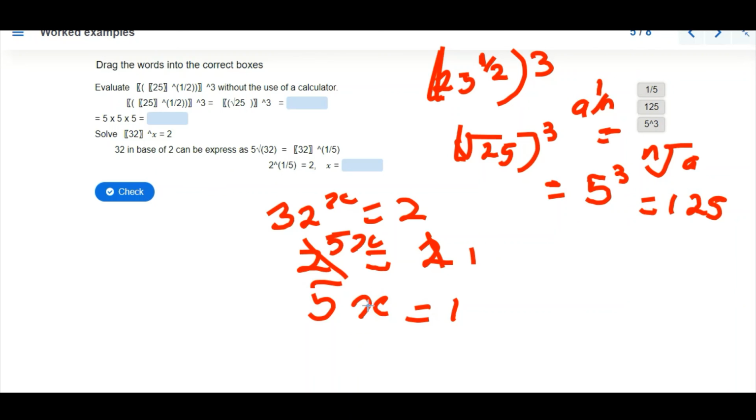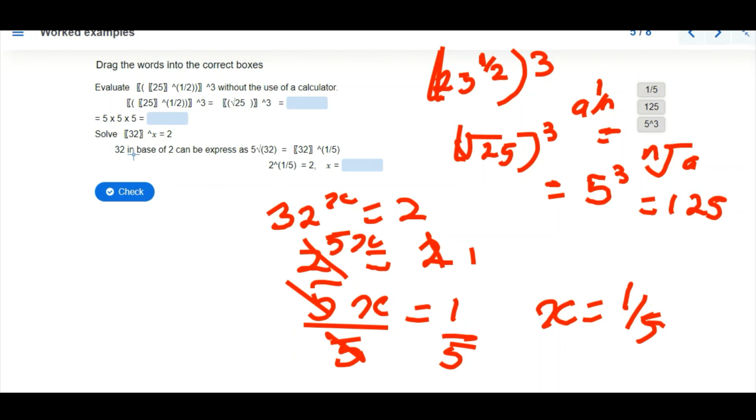equals 1. What do we need? We need to know the value of x. So with the x, we divide this side by 5, we divide the other side by 5. Now if you look at this, we have a common number which is 5 here, so they cancel each other. So cancelling each other, x will give us 1 over 5. So for this second expression, which is 32 raised to power x equals 2, x will give us 1 over 5. So with this note, we are going to be dragging the correct answers to each box.